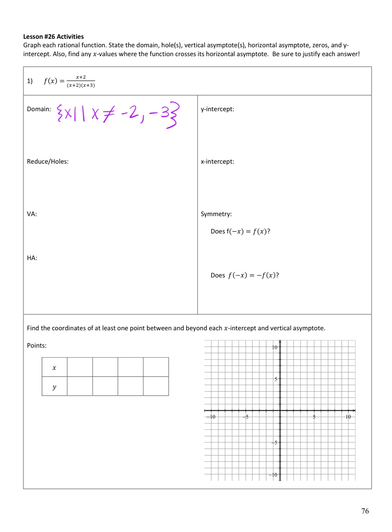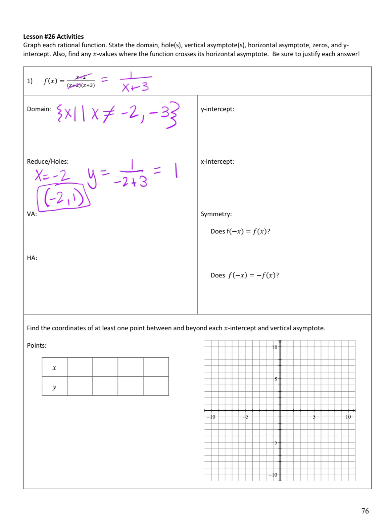It says reduce and find any holes. So to reduce this function, I would cancel out the x plus 2's, and I end up with 1 over x plus 3. Now, holes happen at x values that make both the denominator and the numerator 0. So my hole is going to be at x equals -2. And then to find the y value of the hole, I'm going to plug this -2 into the reduced version of the function. So I'm going to have y equals 1 over -2 plus 3, which is 1 over 1 or 1. So my hole is at -2, 1.